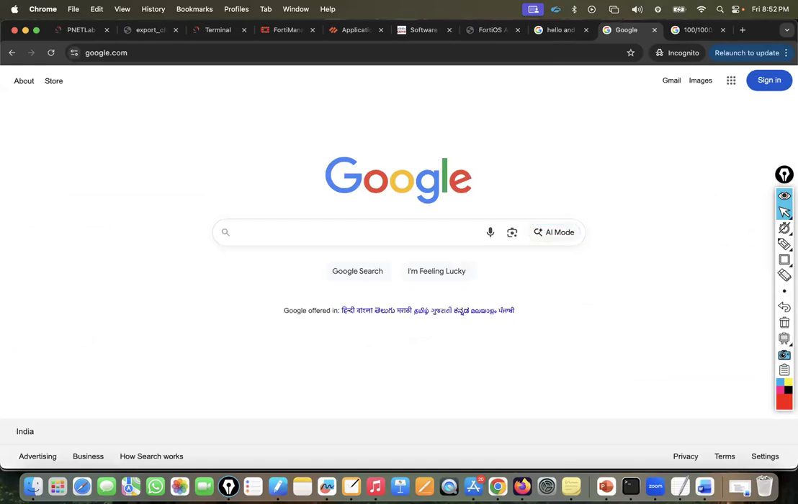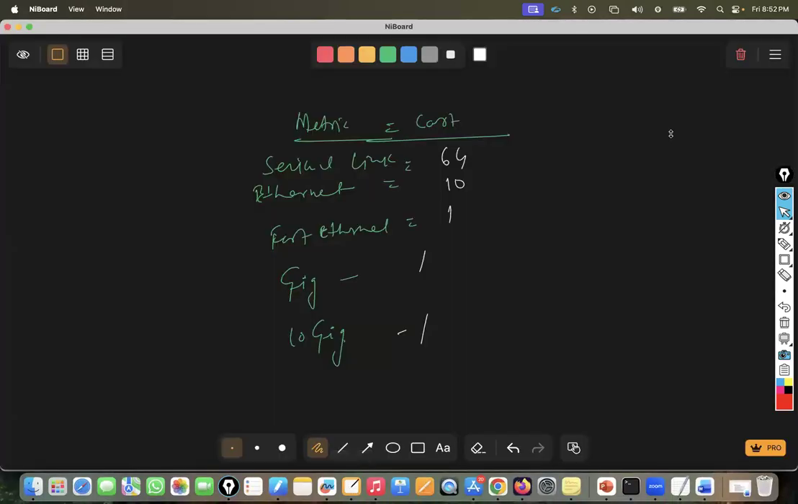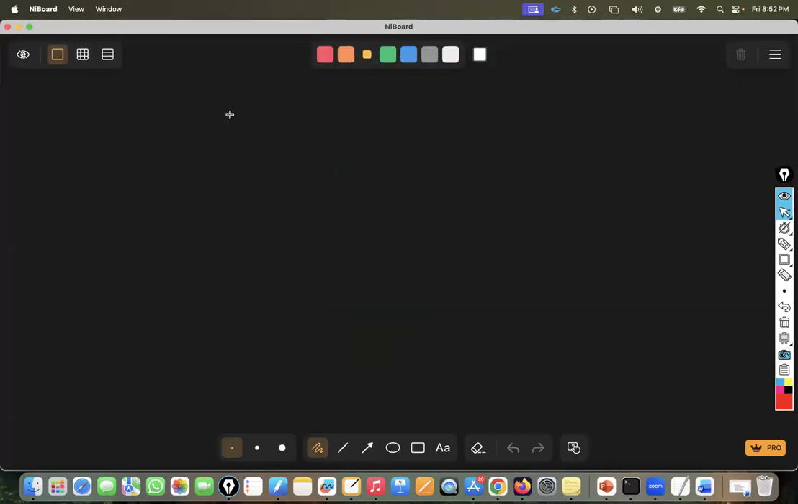What else? In OSPF, I mentioned that all routers in the network have a router type. One is the DR, one is the DROTHER, and one is the BDR. These three roles are going to be there on all routers. And also we have two multicast addresses.